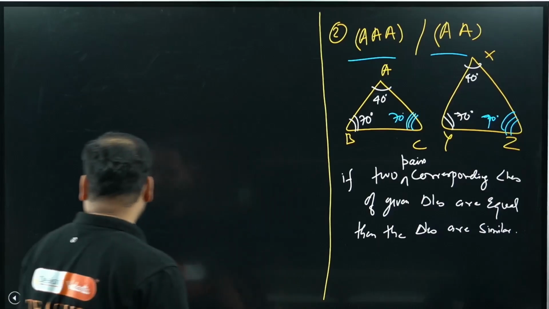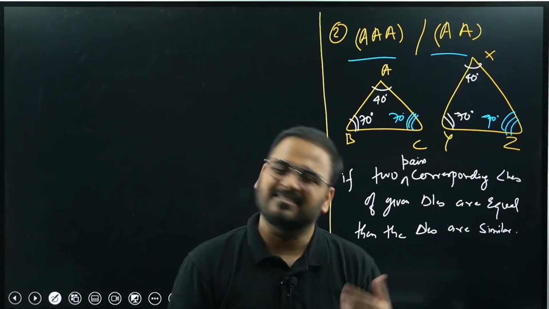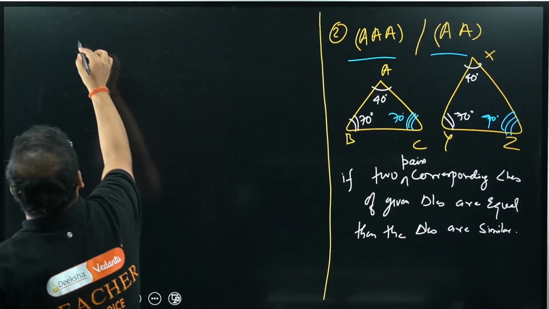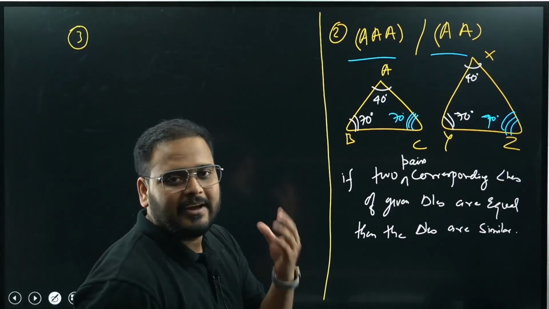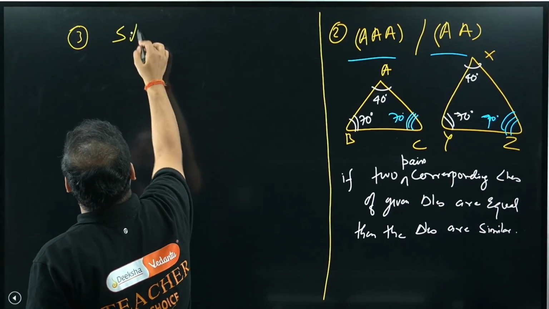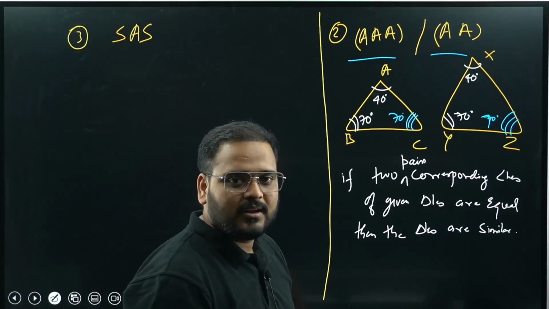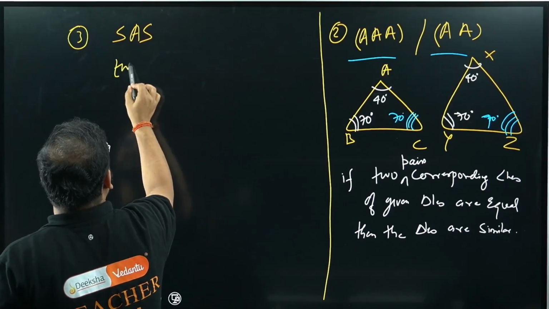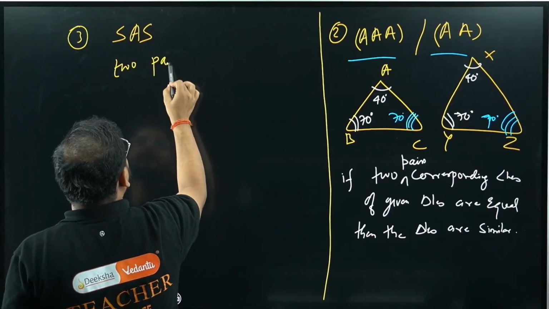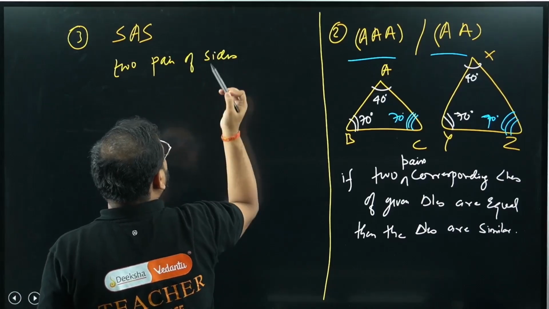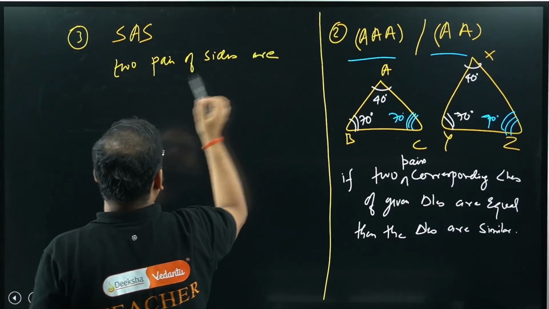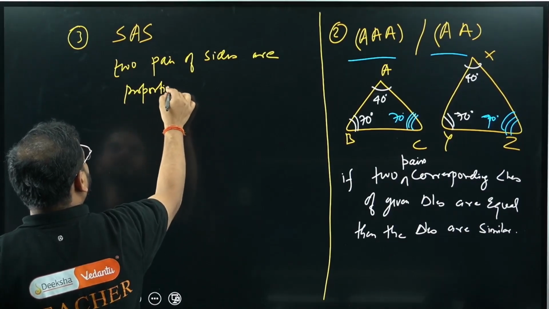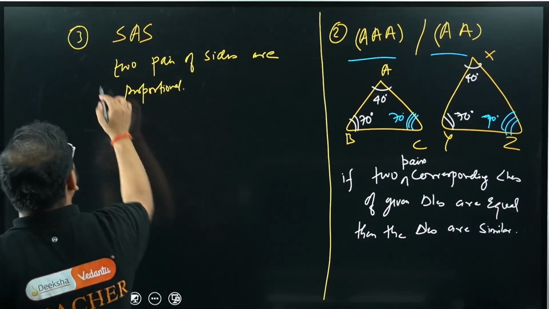Clear? The last one, very important, difficult to click at times, but again, this chapter itself is very, very easy, not difficult at all. If you are here watching this session, it means you are very serious about it, and I'm very sure you're going to get all the concepts of this chapter simply in your mind. The third criterion is what, bacha? SAS. Sir, sides equal? No, sir. Sides proportional. Two pairs of sides are proportional, bacha. Great.